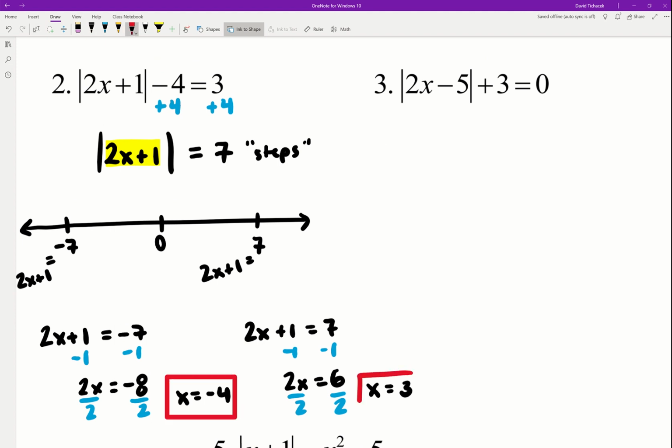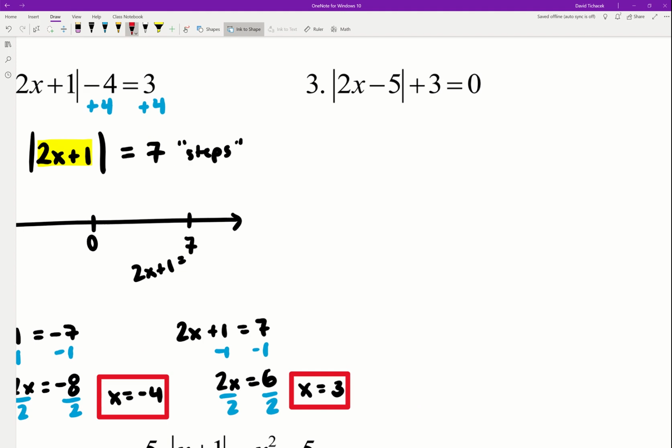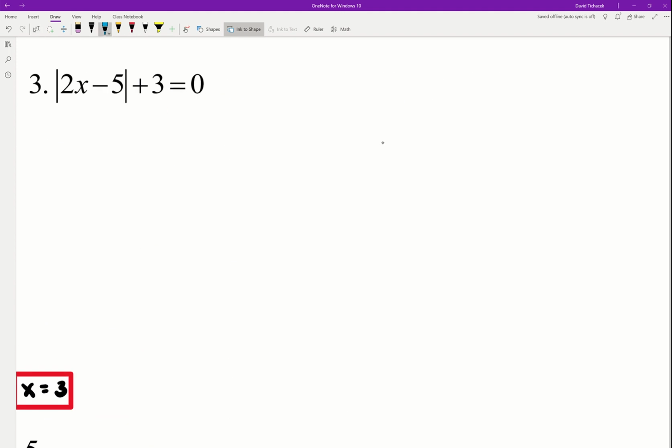Okay, so very, very easily checkable in the calculator. Same thing on number 3. We just want to go ahead and make sure that we subtract the 3 over to the other side to make sure that we get that absolute value expression by itself. So 2x minus 5, the absolute value, is going to be equal to negative 3.